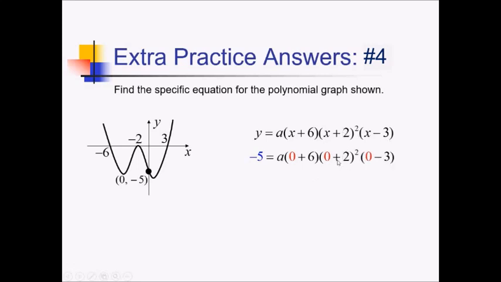Cleaning up the right side, we've got basically 6 times, 2 squared is 4, so that's 24, times negative 3 is going to be negative 72, so that's negative 72a. And then dividing to get a by itself, we've got 5 over 72 for the a value. And now let's just plug that back into what we wrote in the beginning here to get y equals 5 over 72 times x plus 6, x plus 2 squared, x minus 3.